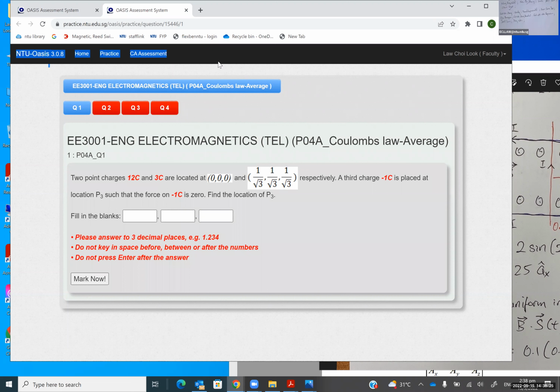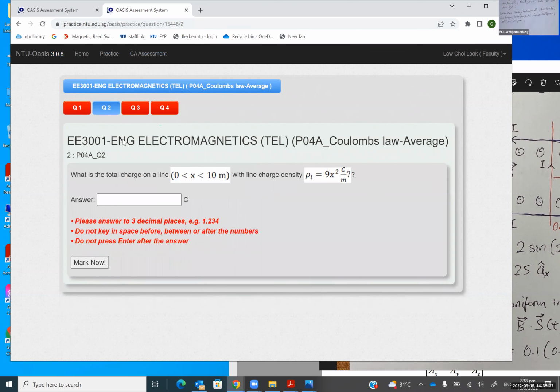Next question. What is the total charge on this line? This one should be easier. All know what to do? Q is equal to the integral of rho L times dx, where x varies from 0 to 10. Yeah, exactly. Okay.